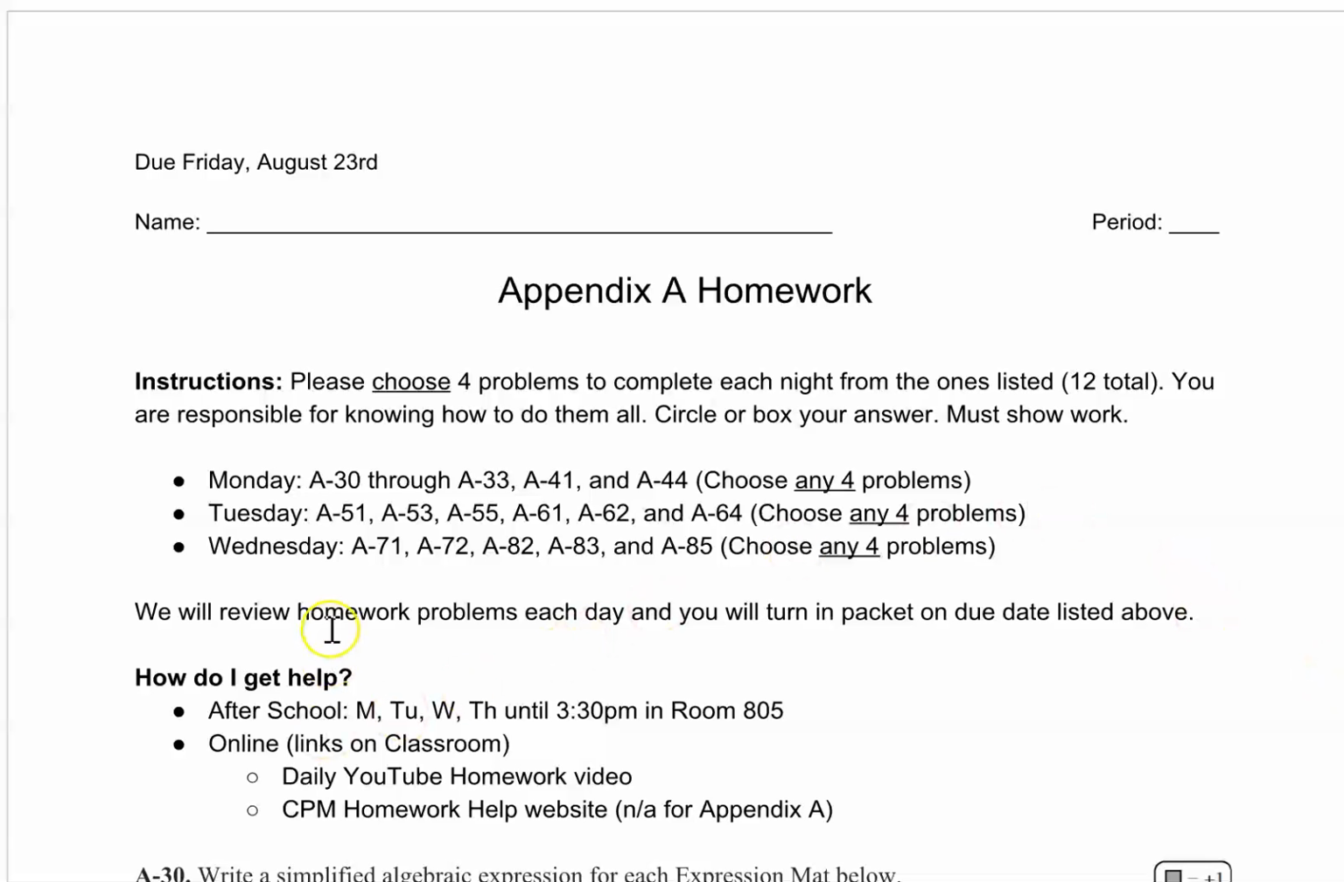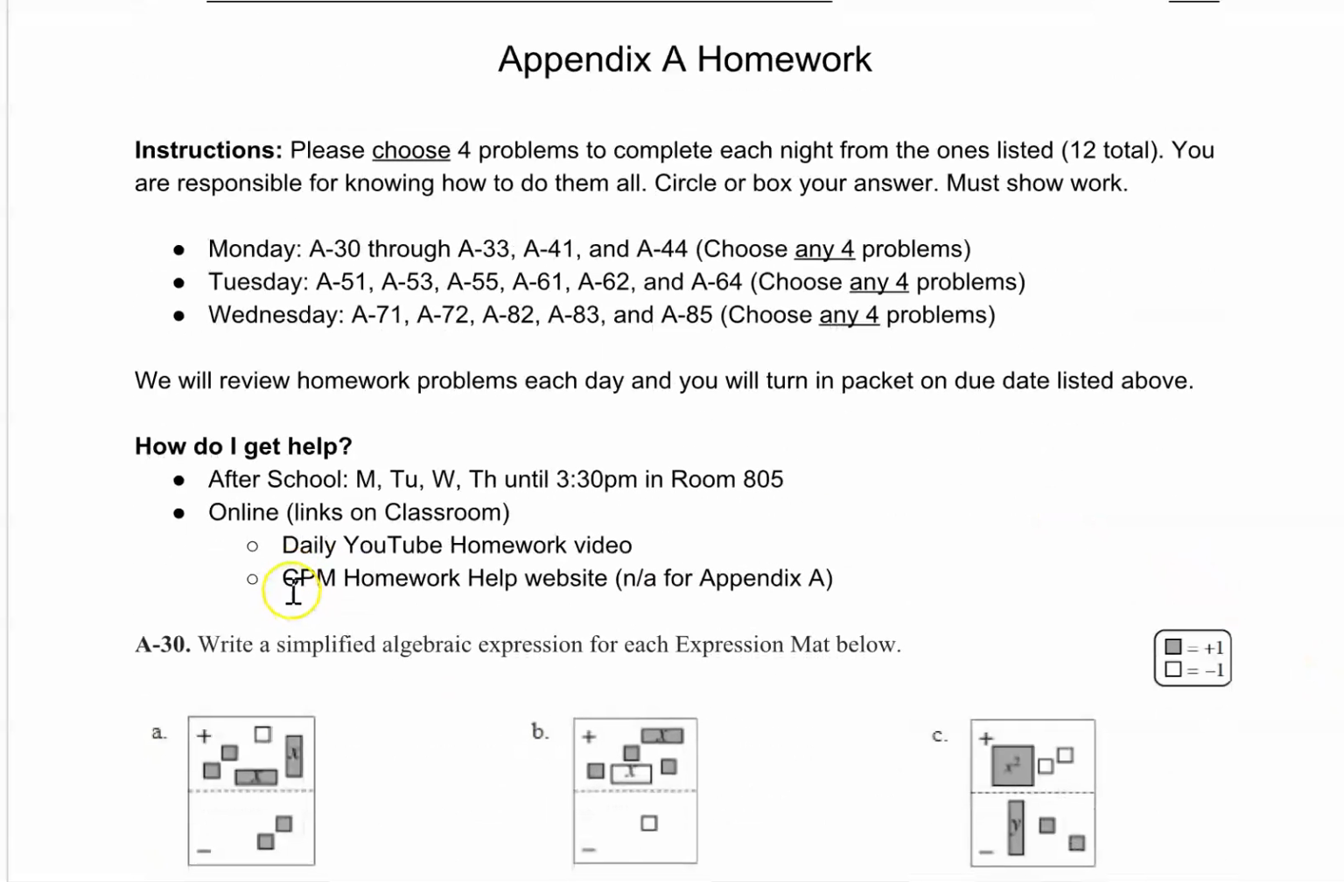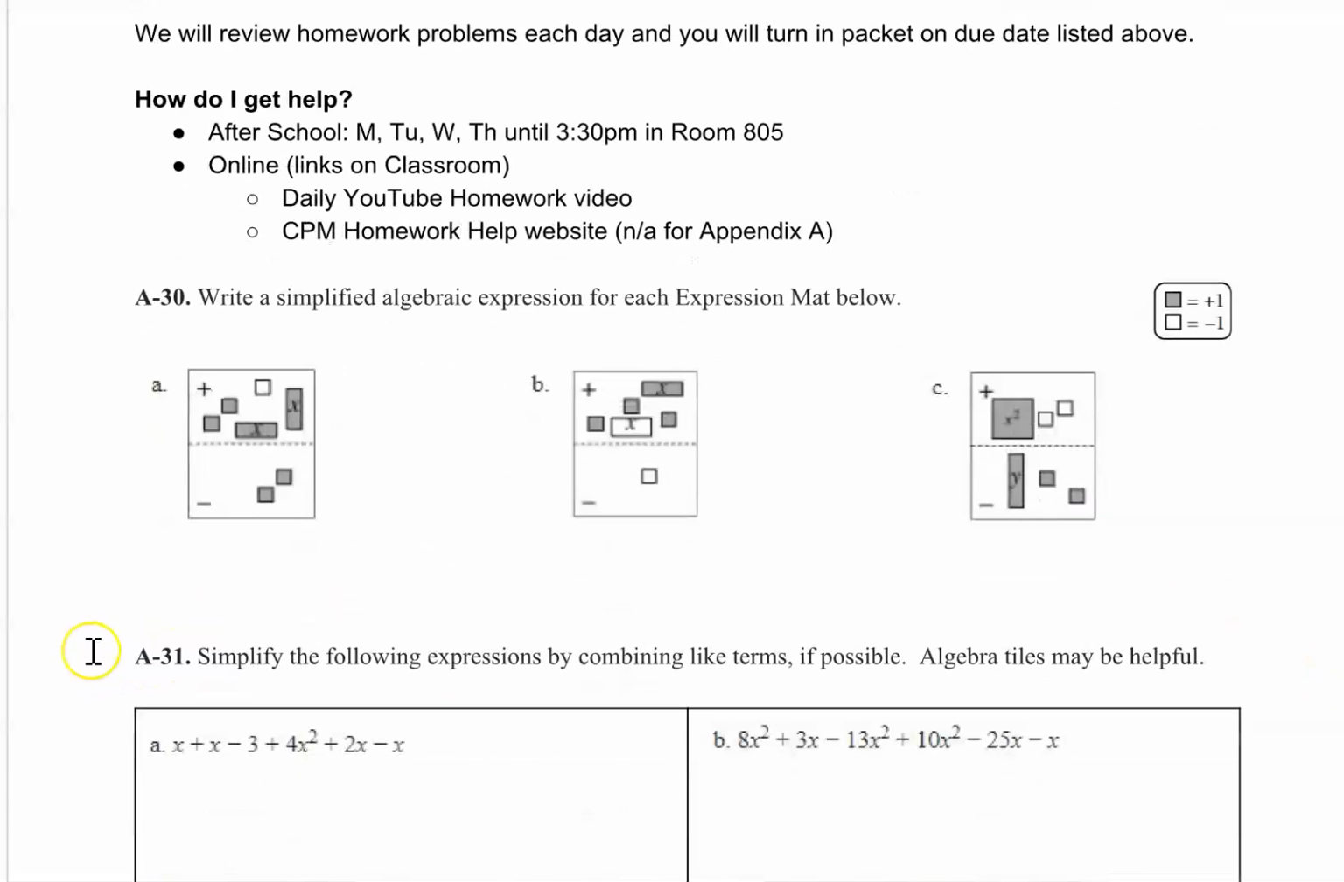Alright, this is the homework help video, Appendix A Homework. Let's start with A-30. So I'm going to solve some of these, and then you can solve the other half of the problem. That's the goal here. A30 says write the simplified expression for each expression mat below.